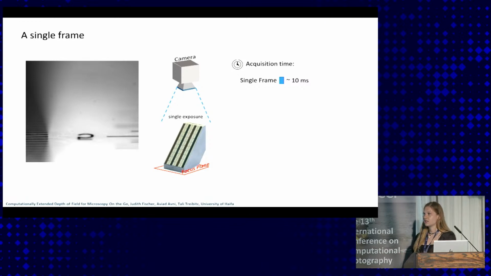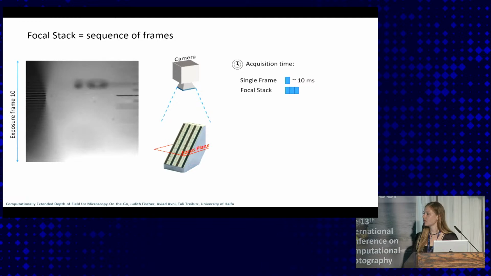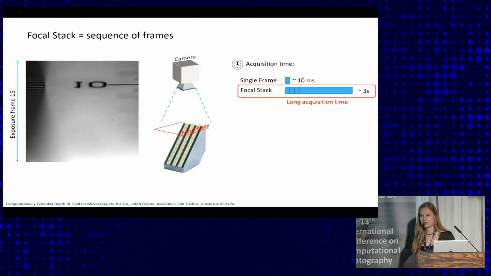Here you can see a single frame image with a very shallow depth of field. And this single plane image corresponds to the lowest focal plane of our depth of field target here. Now, as I said, a focal stack is usually taken to extend the depth of field, and a focal stack is a sequence of images. For each plane, a single image is taken. But we can see here that this results in a very long acquisition time. All these single plane images can, in the end, be merged together into one single image.